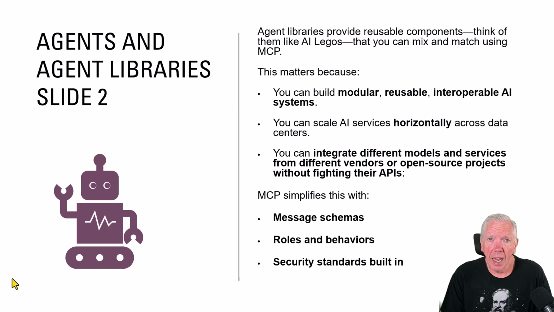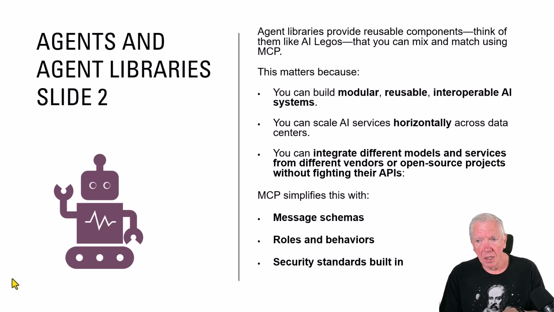And you can scale these AI services horizontally across data centers. I can tell you this is very, very exciting for big companies like Google and Microsoft and Amazon and others that have a large AI presence. They're very excited about this because they can have data centers all over the world that are able to talk to each other using these AI agents. You can also integrate different models. As you begin to study AI and ML, you'll find that there are different models that do different things, and using these agents we can incorporate those, and put together services from different vendors or open source projects without fighting with the API.